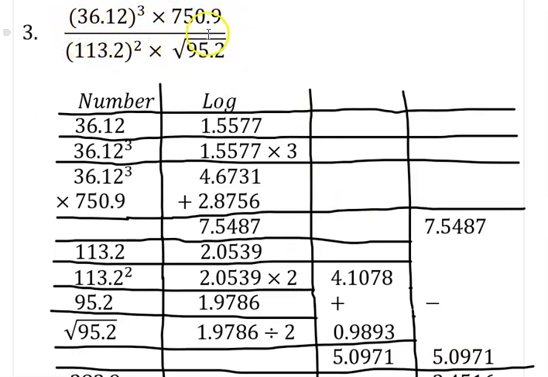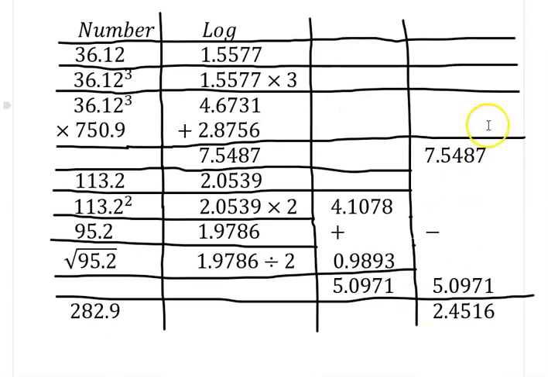So this division, this divide, will go with minus. That's why we have this minus here. So just subtract both your results. This is for the numerator and this is for the denominator. So you now have 2.4516 here. So lastly, you look for the anti-logarithm.